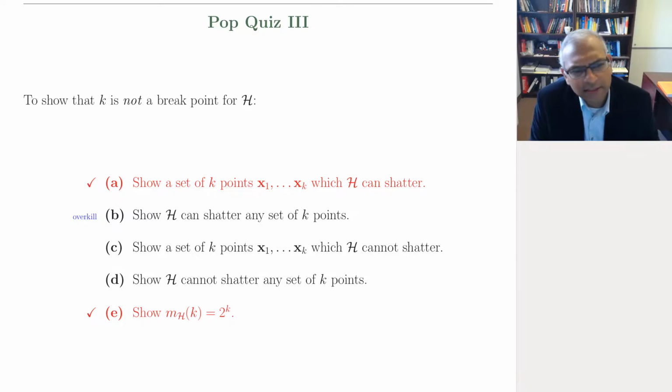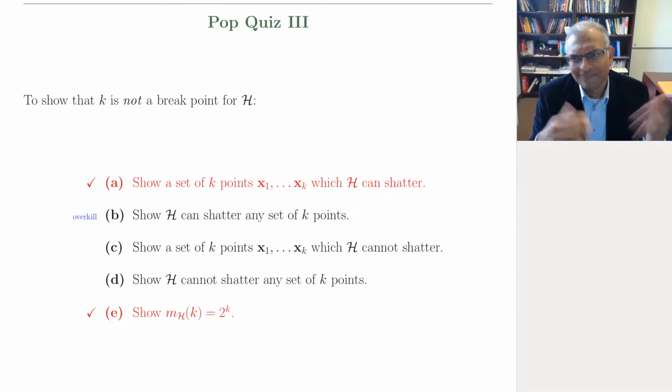Now C and D: show that a set of K points cannot be shattered, and show that any set of K points cannot be shattered. Those are not moving towards showing that K is not a breakpoint. Those are moving towards showing that K is a breakpoint. So to show that it's not a breakpoint, you must show that you haven't revealed any deficiency in H, which means that H can implement all 2 to the K dichotomies somewhere.